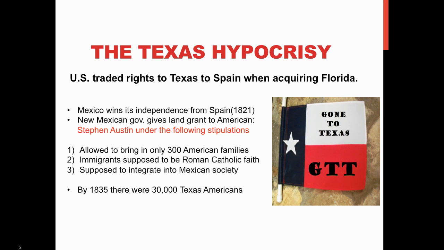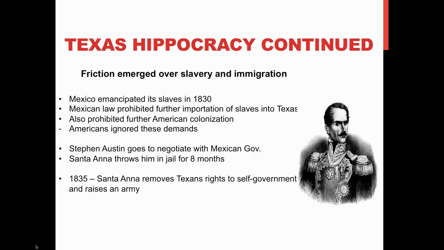Number one, he can only bring in a maximum of 300 American families. Number two, they must all be Roman Catholics. Our Mexicans are heavily, heavily Catholic. And number three, they are supposed to integrate into Mexican society, and they surely cannot bring slaves because Mexico has already banned slavery. However, each and every one of these things is going to be broken by our Texans. By 1835, there were 30,000 Texas Americans. They were predominantly Protestant, and yes, they brought their slaves with them.